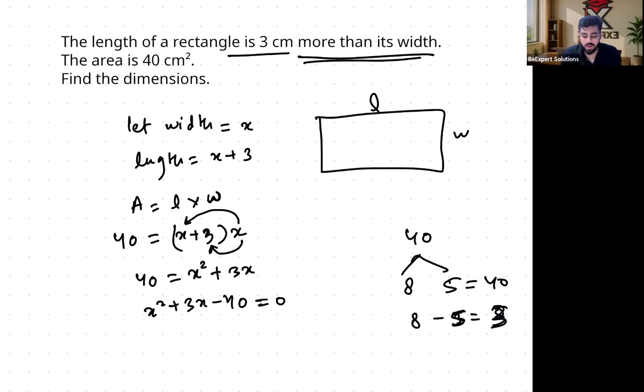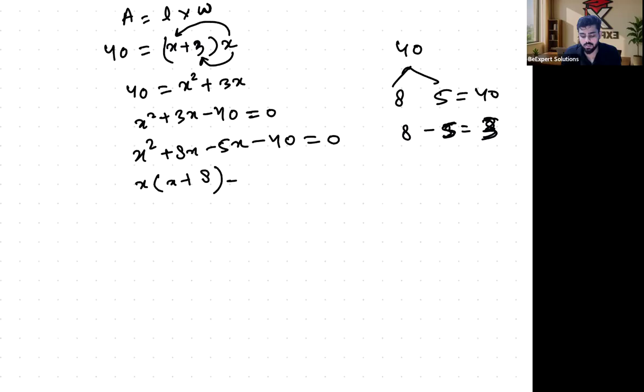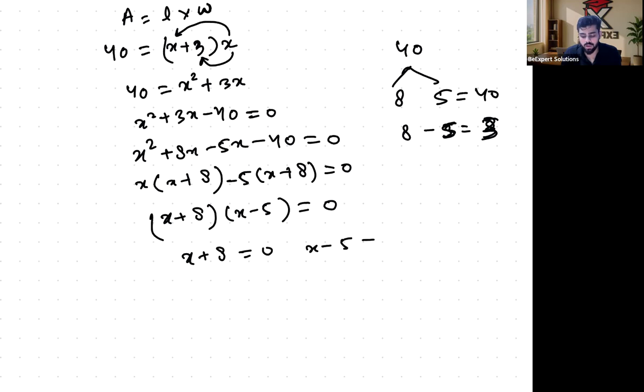So this is x square, then you write plus 8x, minus 5x, minus 40 equals 0. That gives you x common, x plus 8 inside the bracket. Then you take minus 5 common, x plus 8 inside the bracket, equals 0. Then you take x plus 8 common and write x minus 5 as it is, equals 0. Then you equate both to 0. So you get two values, x equals minus 8 and x equals positive 5.